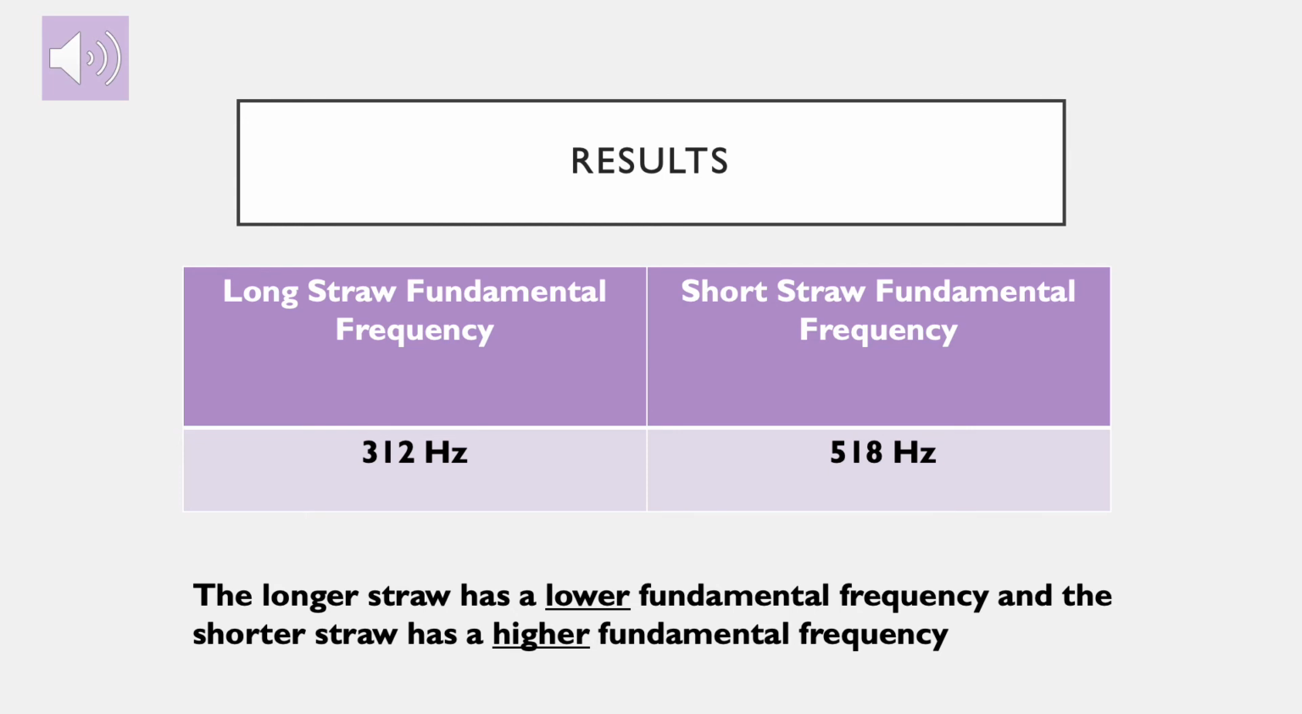Here are my results of the long straw and the short straw. This is a comparison of the two fundamentals. As you can see, the long straw has a much lower fundamental frequency than the short straw. The long straw's fundamental frequency is 312 Hz, and the short straw's fundamental frequency is 518 Hz. The frequency of the long straw is also much lower than the short straw. The frequency of the long straw is 1,638 Hz, and the frequency of the short straw is 3,214 Hz. This tells me that the exact note that I heard when I blew into the straw oboe depends on the length of the straw. When I shorten the straw, I also shorten the wavelength of the standing wave pattern, which therefore increases the pitch of the note.